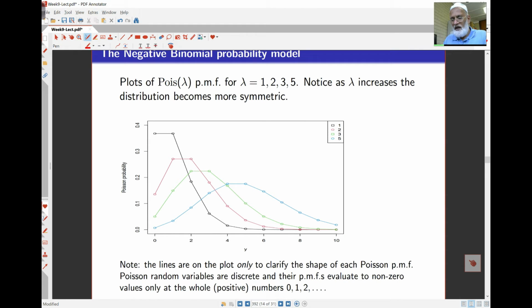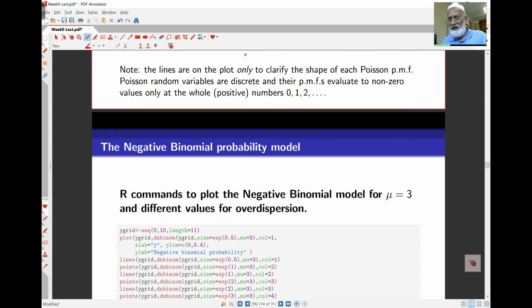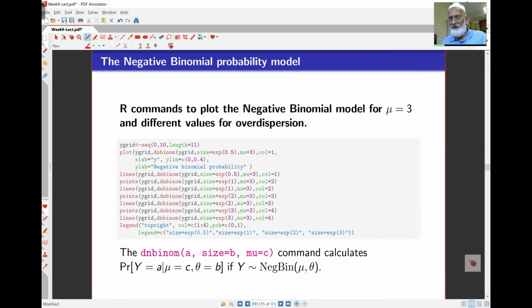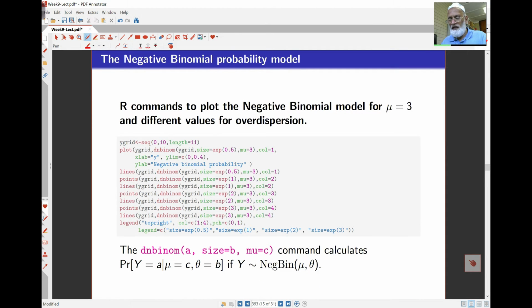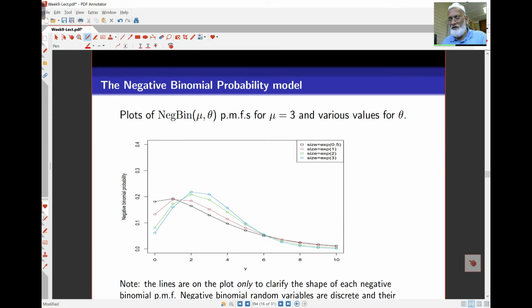But essentially, this is actually just discrete, so we should just have the dots here. But the lines are joined, so you can see the shape of the distribution we get for various values of lambda. Now, if you do a similar thing, and you can look at the R code afterwards, for the negative binomial distribution, we get this kind of plot over here.